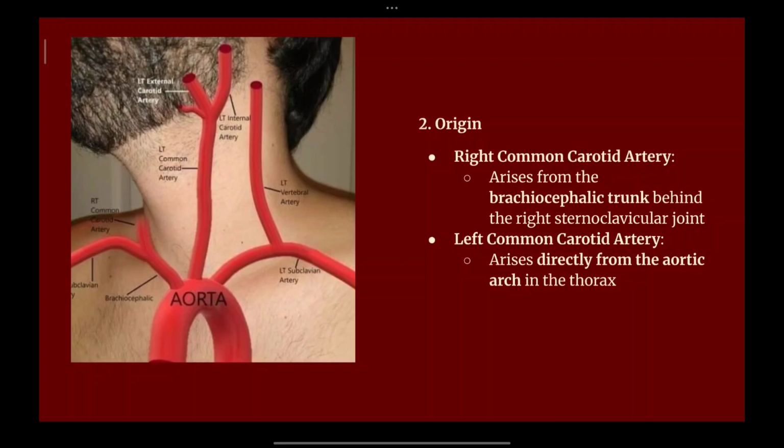Now coming to the left common carotid artery, as the name says, it arises on the left side and directly from the aortic arch in the thorax. So this is not a branch as in the case of the right common carotid artery, which comes from the brachiocephalic, but the left common carotid artery is directly a branch of the arch of the aorta, from the thoracic region.